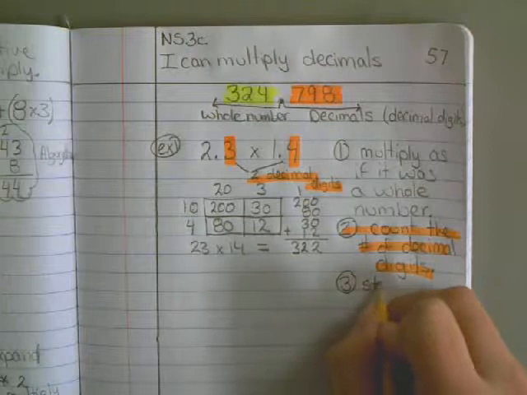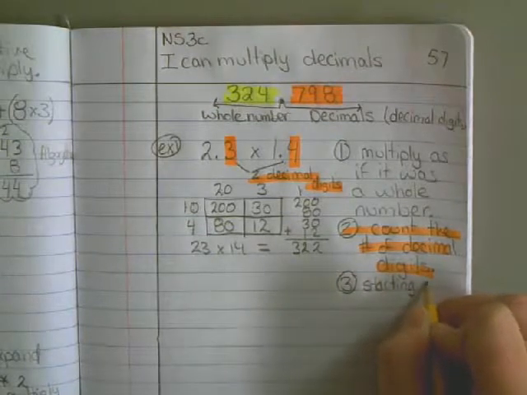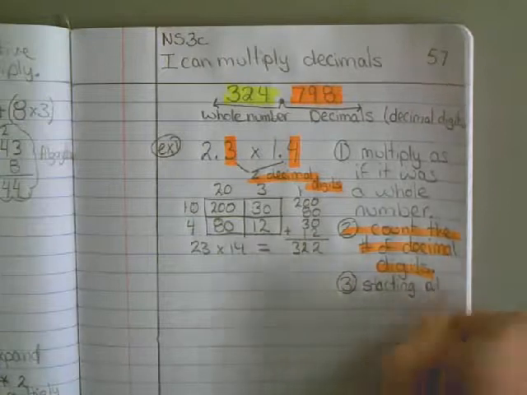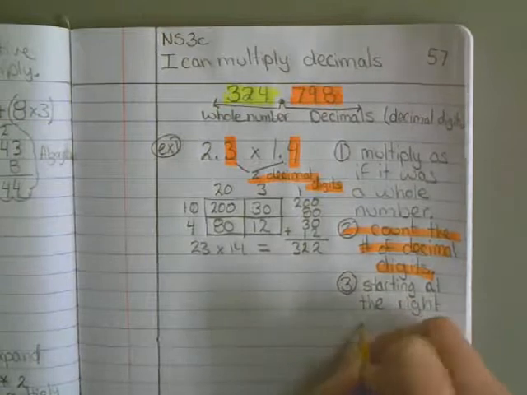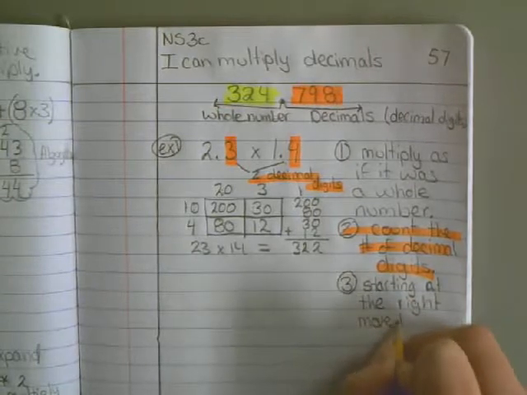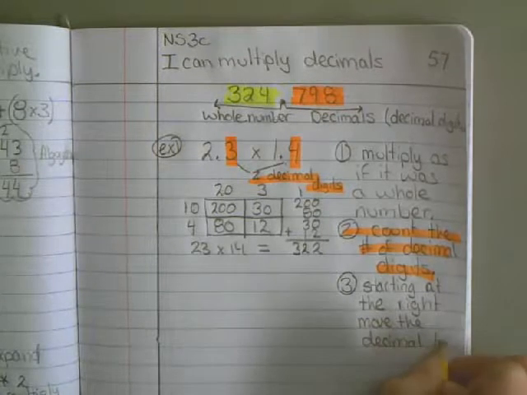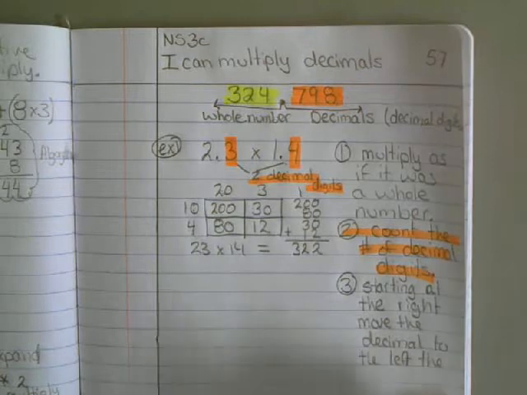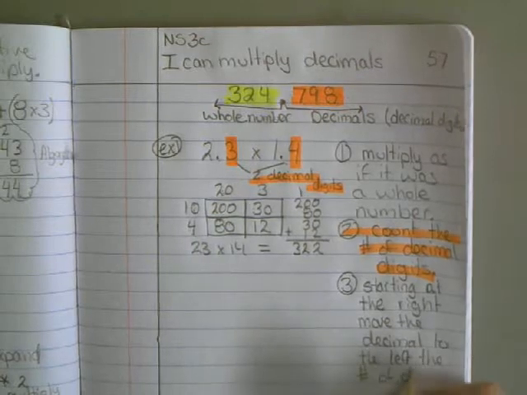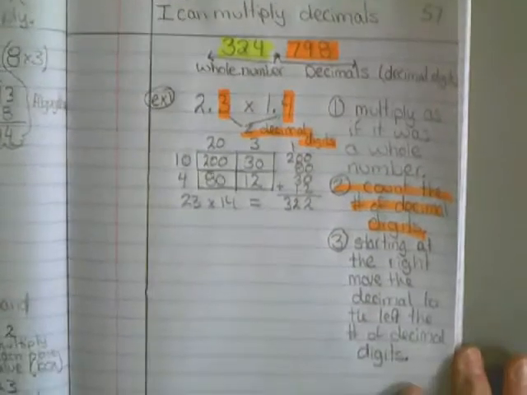Starting at the right, move the decimal to the left the number of decimal digits. Now that sounds more complicated than it really is. Okay? So let's take a look at this.